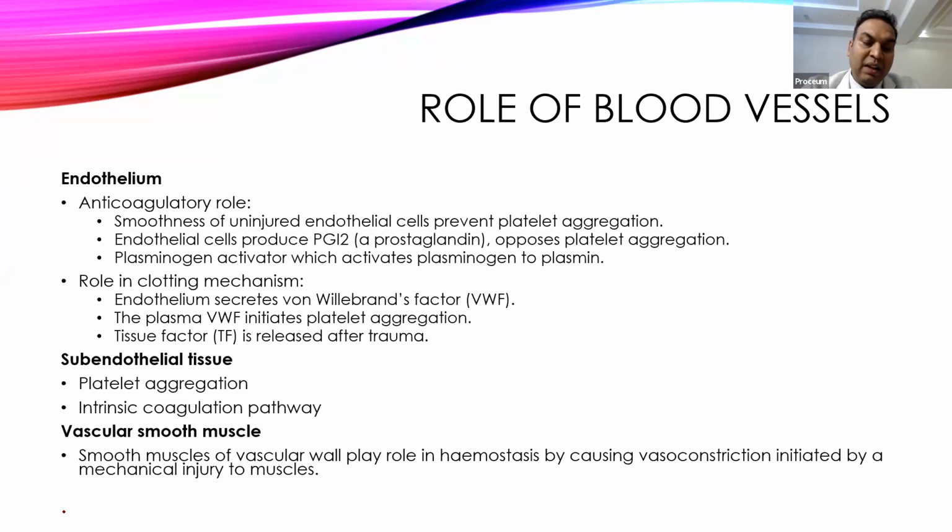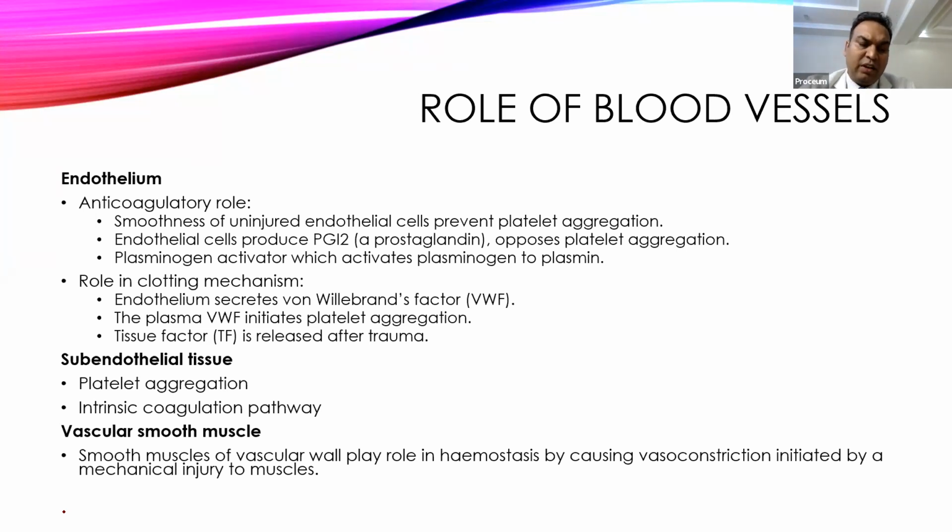Apart from this, it also plays a very important role in the coagulation mechanism by releasing a chemical called von Willebrand factor. Von Willebrand factor is also released by the platelet and also by the endothelium, and that von Willebrand factor is essential for platelet aggregation. And it also releases the tissue factor whenever damage occurs to the tissue.